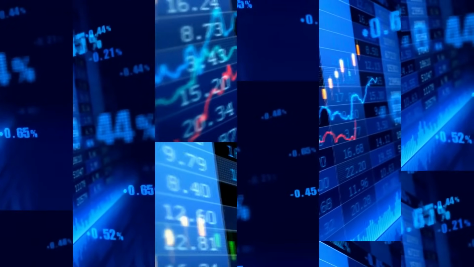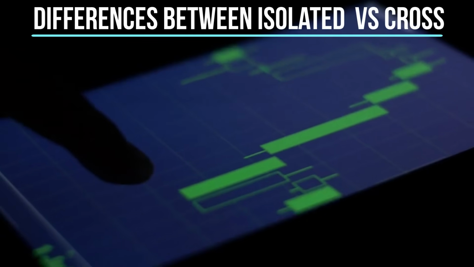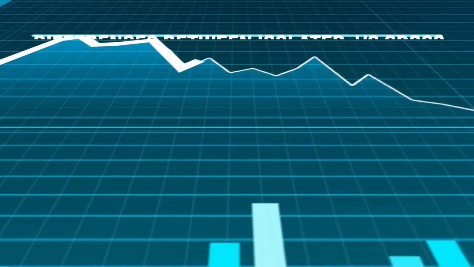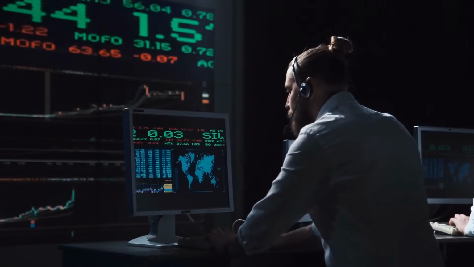Additionally, real trading scenarios are usually much more complex. From the examples above, we can clearly see the similarities and differences between isolated margin and cross-margin trading. We can summarize their key differences in the following way.